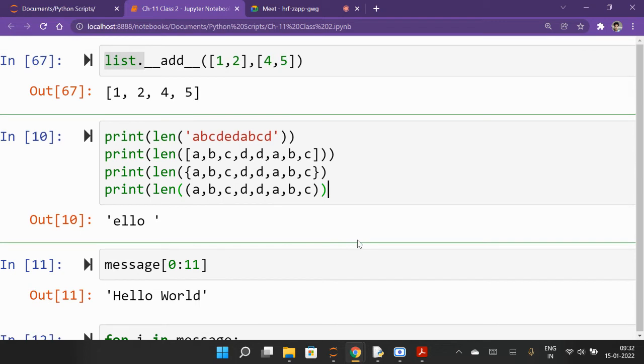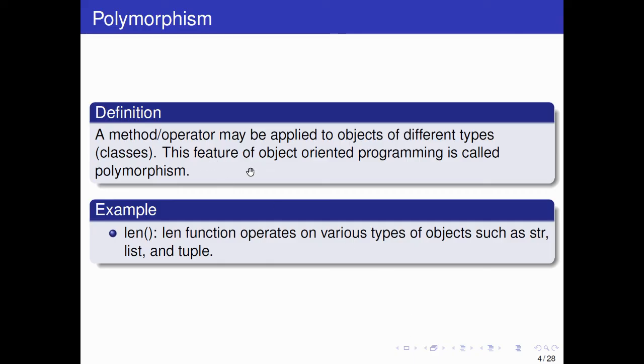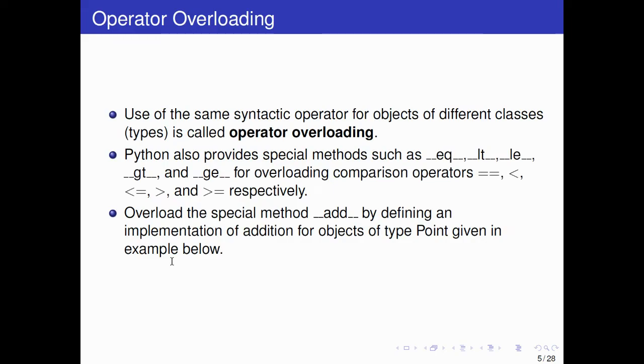Okay, so let me ask one by one. So this is also the length function. This is also, so this is called this feature of object. This is called polymorphism. Okay, like the length function operates on various types of objects: a string, list, tuples, all.